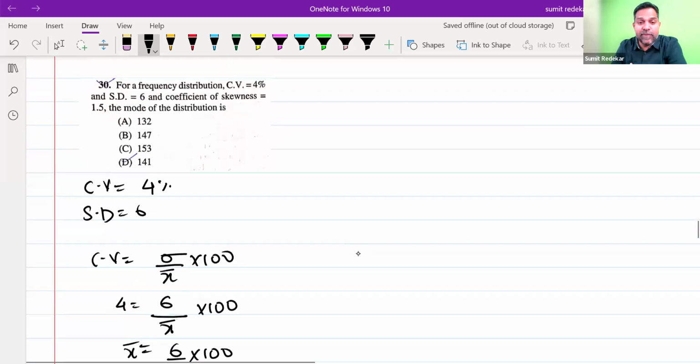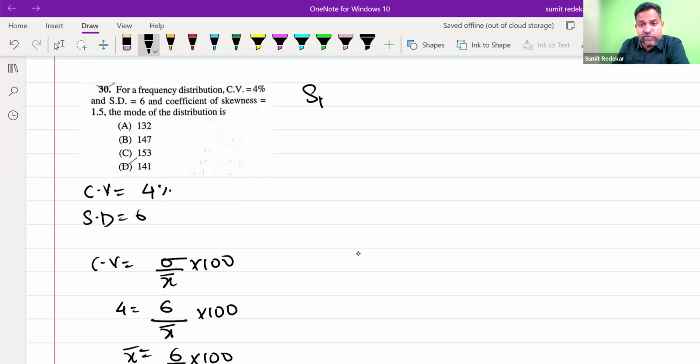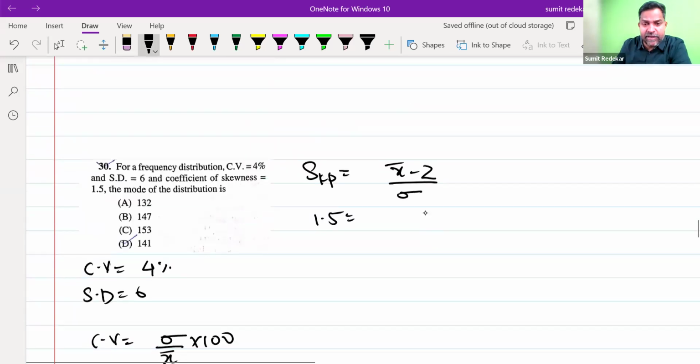Now, if we got the value of x bar as 150, let's go back to the skewness coefficient. SKP is the coefficient of skewness by Karl Pearson, and that is given by the formula mean minus mode upon standard deviation. So 1.5 is equal to mean, which is 150, minus the mode, which is z, upon the standard deviation, and the standard deviation is 6.